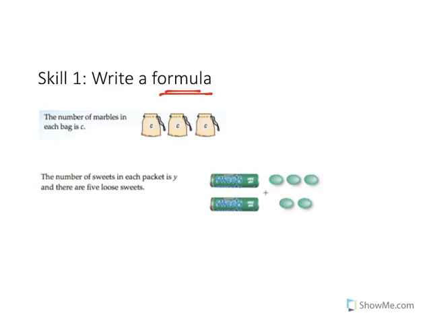missing information. So if we look at the first example, we'll see that the number of marbles in each bag is C. What that means is we don't know how many marbles are in each bag. It's just represented by the letter C. So C is some number of marbles we have no idea about. So we're just going to call it C.